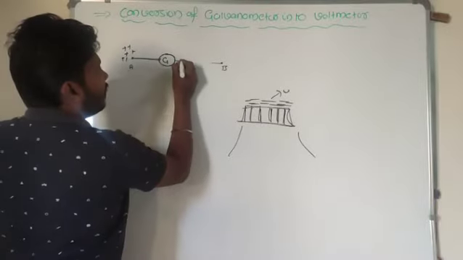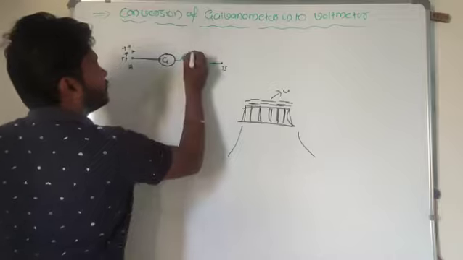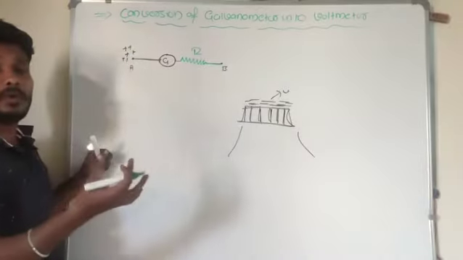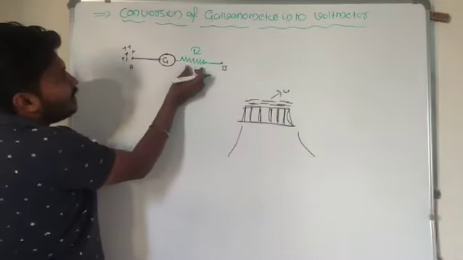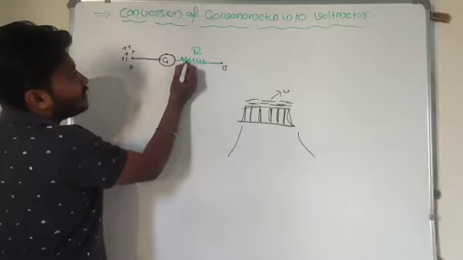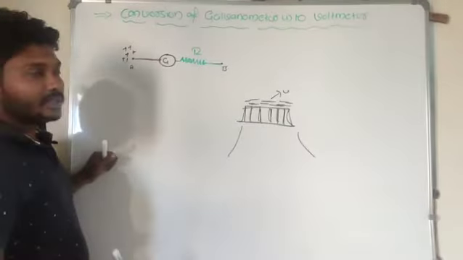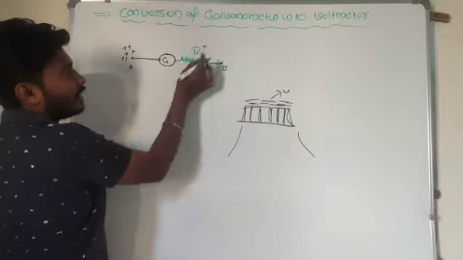I will take a suitable high resistance. A suitable high resistance I will connect in series to the galvanometer. Hope you know about series and parallel connection. For this galvanometer I will connect a suitable high resistance in a series combination. If I do like that, then what happens here? Here the galvanometer resistance is G, and the high resistance value is R.